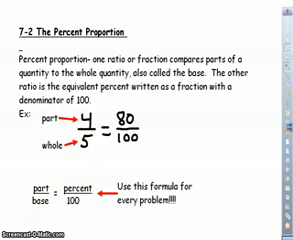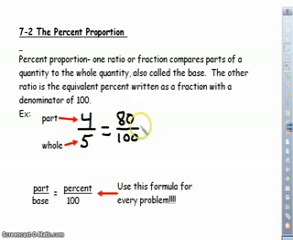to the whole quantity, also called the base. The other ratio is the equivalent percent written as a fraction with a denominator of 100. This is what all of that is telling you. 4/5 equals 80/100. This is your part. This is your whole, as this is as well. This is your part of your whole to get the 80%.